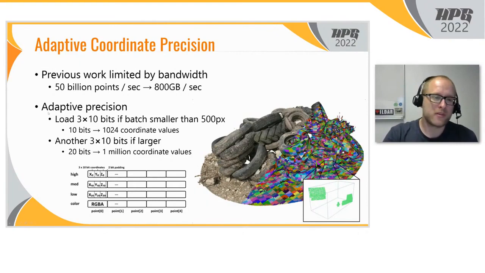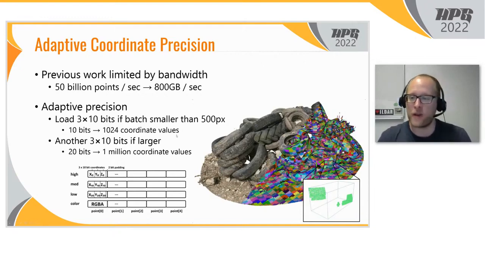So what we're proposing to do instead is some kind of adaptive precision, where instead of storing the points as floating point coordinates that need 32 bits per axis, we store a point in fixed precision coordinates and use 10 bits per axis. So we need about a third of the memory bandwidth now for the coordinates. And 10 bits is sufficient to encode about 1,000 different coordinate values. So assuming that a batch is smaller than 500 pixels, 1,000 different values per axis is more than enough to represent this with high fidelity.